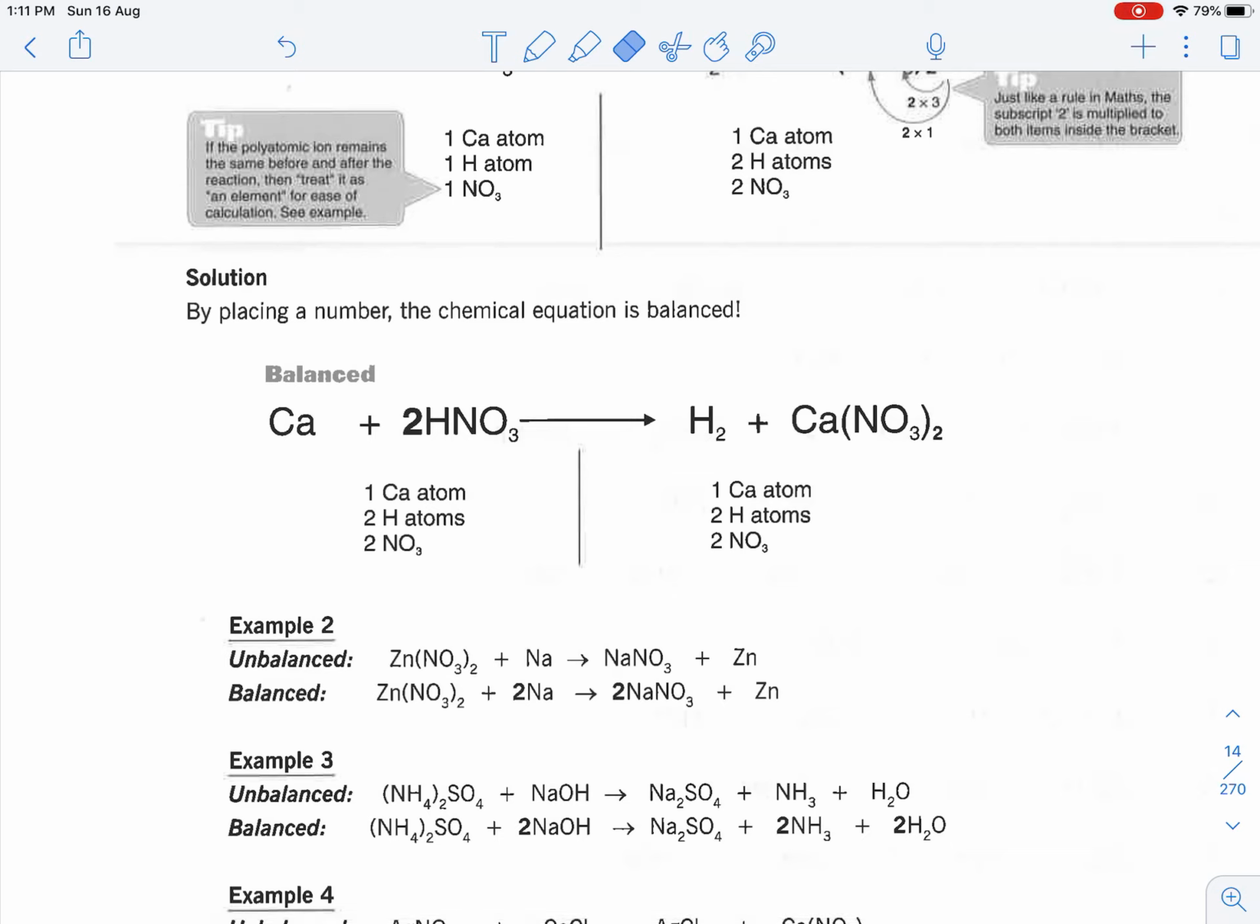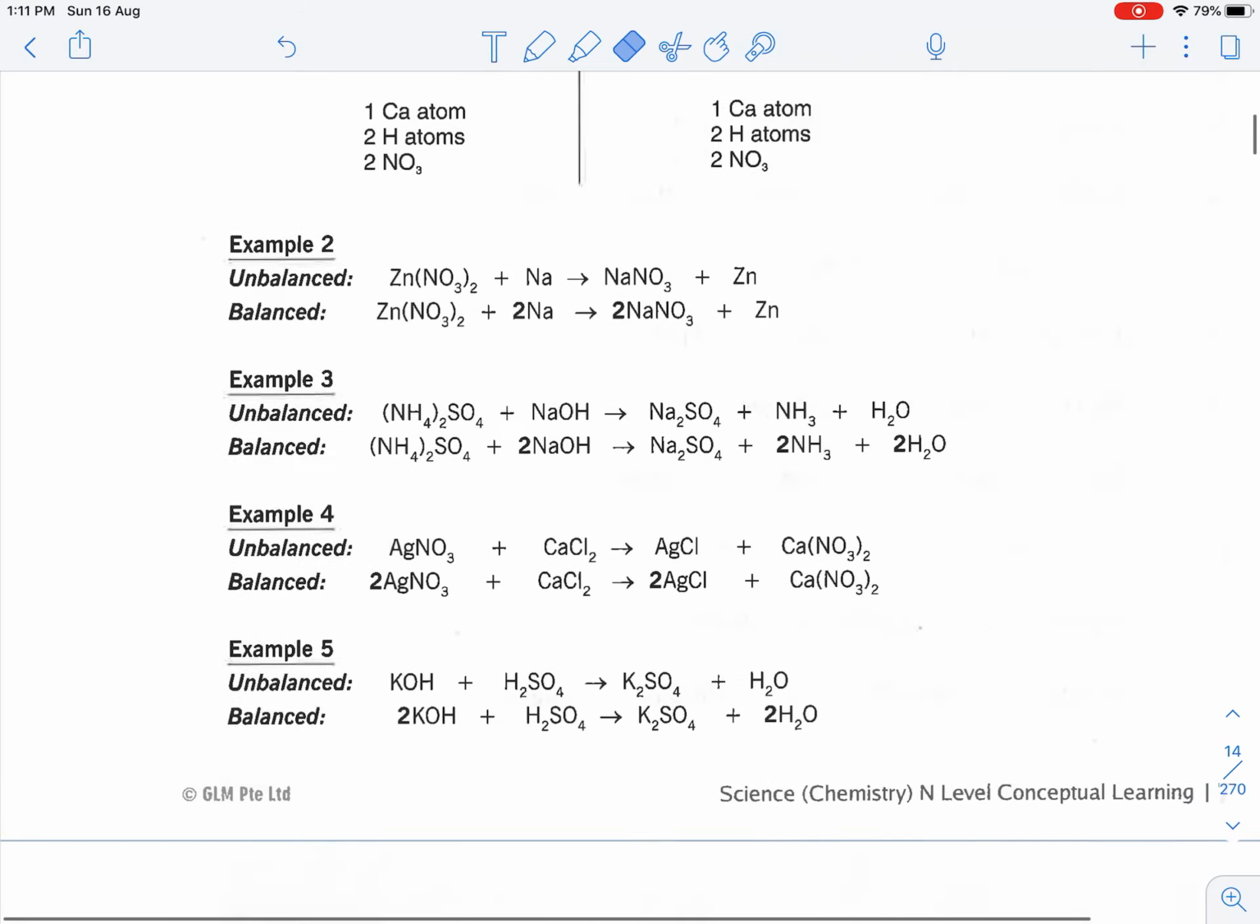Then after you have placed the number one by one, you always count the number of atoms available. The number of atoms on the left side must be the same as the right side because atoms cannot be created or destroyed suddenly like this.